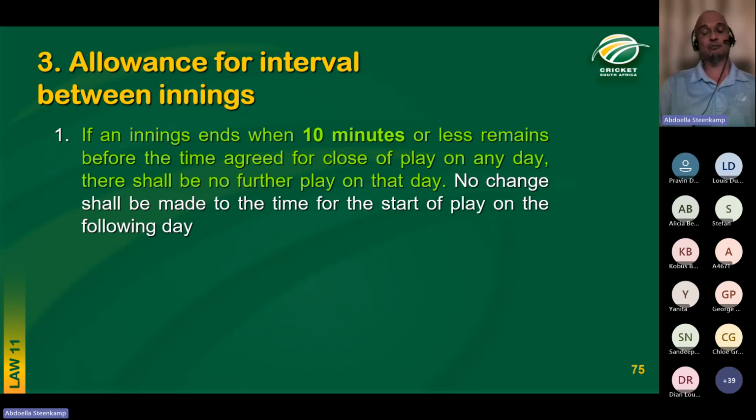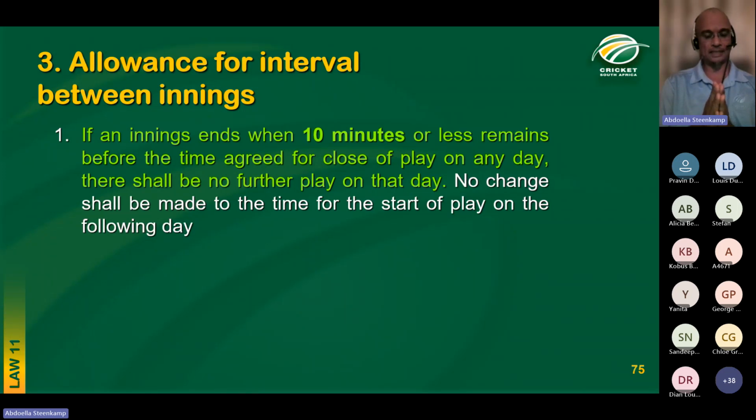The first instance is, if an innings ends with 10 minutes or less remaining before the agreed close of play, there will be no further play on that day. It will be stumps on that day. I'll give an example to illustrate what point number 1 is telling us. Our game starts at 10 o'clock on day 1, and 5 o'clock is our cutoff time.